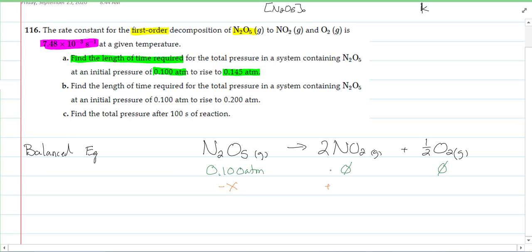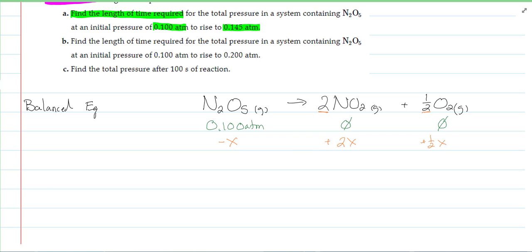Some's going to be made, and there's a 2 there. So 2x, and then half there, so plus 1/2 x. Right? For every 1 N2O5 that breaks down, I get 2 NO2s and 1/2 O2. We're talking about the mole ratio. So that means I have 0.100 minus x atmospheres, 2x atmospheres, and 1/2 x atmospheres.